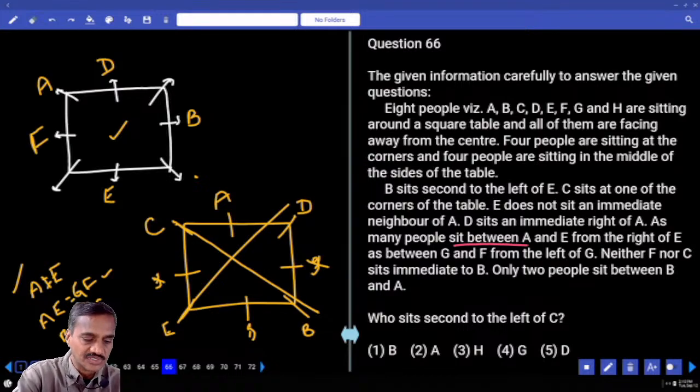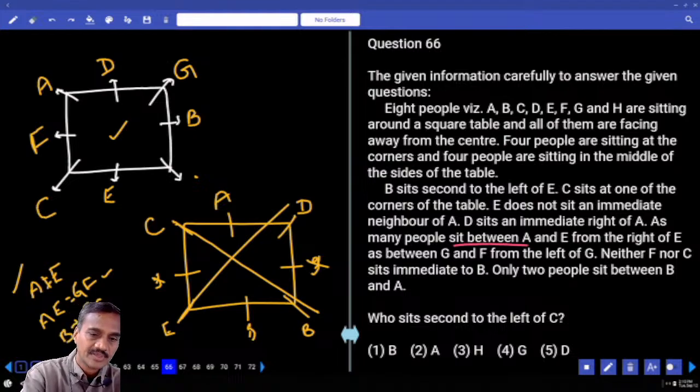And if F is here, then who is the other person? G must be at this place. And if G is here, then F and C cannot be adjacent to B. Since F and C cannot be adjacent to B, C is here. Now C is here, who is the person left over? H is at the corner.